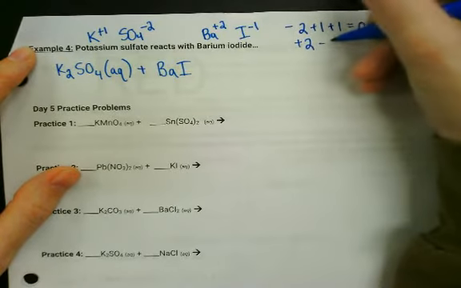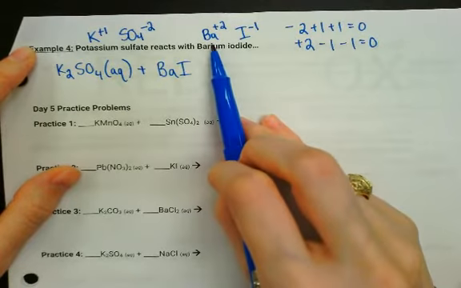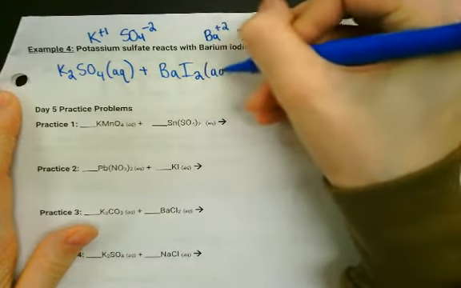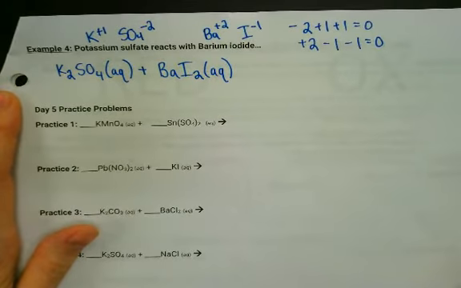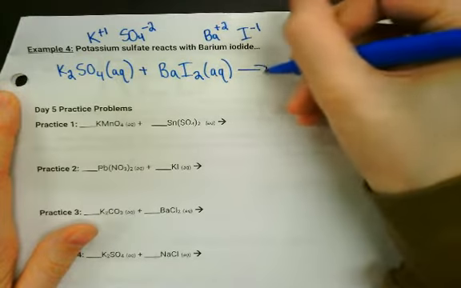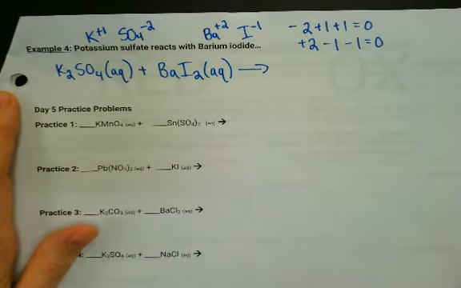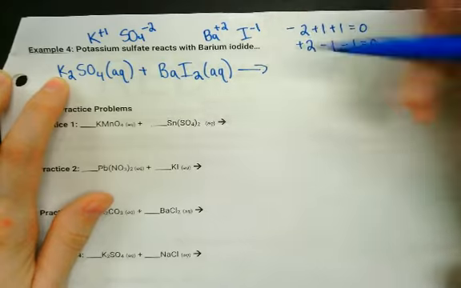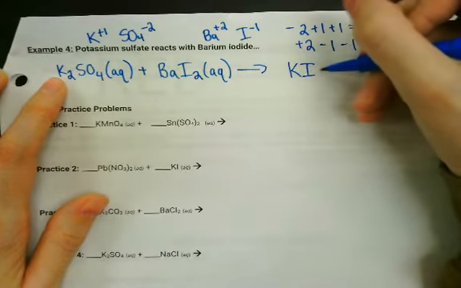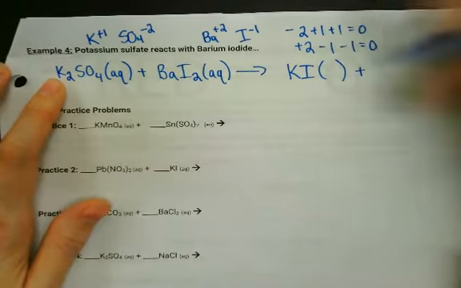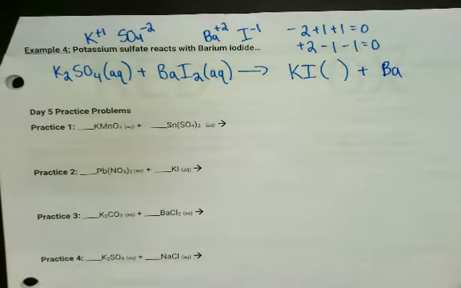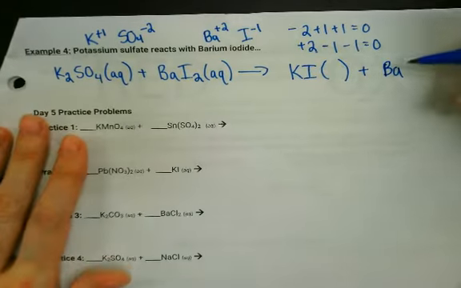Again, you can see that the barium will be canceled out by 2 iodide ions. So there's my solution of potassium sulfate and my solution of barium iodide. Now we're going to see if these will react and make a precipitate or not. So potassium is going to pair up with the iodine now. And barium will go pair up with the sulfate.